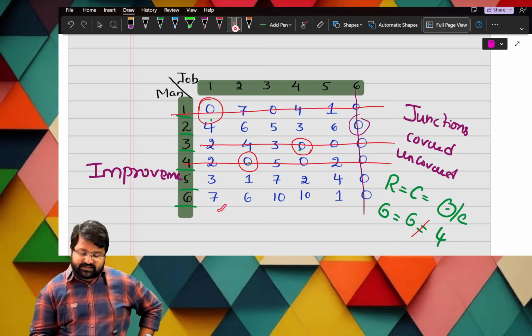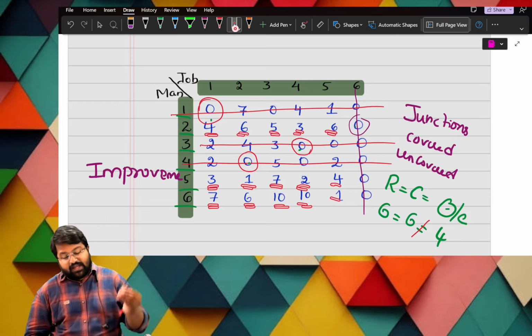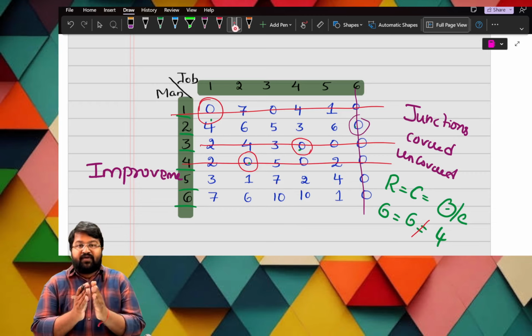Then what are uncovered, which are not being underlined? Is the 7, 3, 9, 2 underlined? No, they are not covered by lines. This 7 is not covered, 3 is not covered, 1 is not covered, 6 is not covered, and 4 is not covered, 6 is not covered, 5 is not covered, 3 is not covered, 6 is not. These are uncovered elements. So I have bifurcated them.